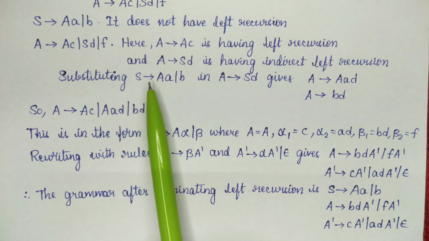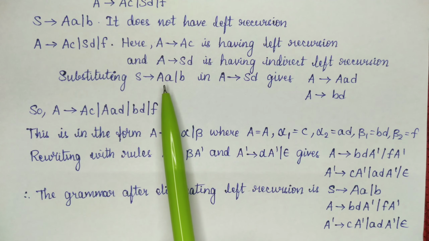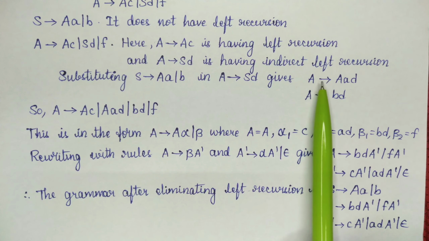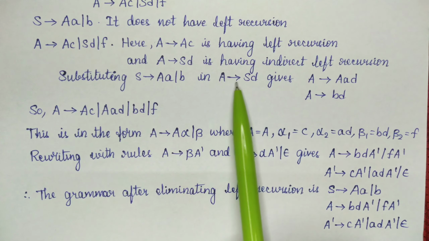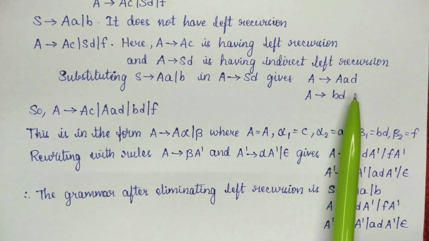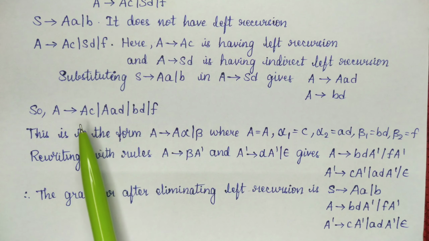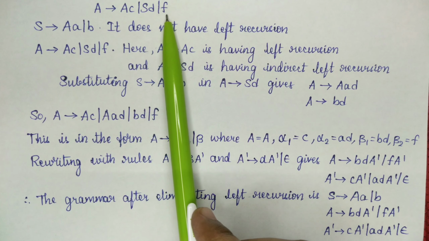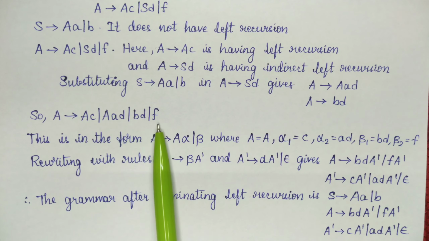In the first production we have S produces Aa or B. So we can substitute that S in this production. Then the production will become A produces AaD and A produces BD, and then the production is said to have left recursion. So substituting the S production in A, we will have A produces AC or SD or F, and A produces AC or AaD or BD or F.